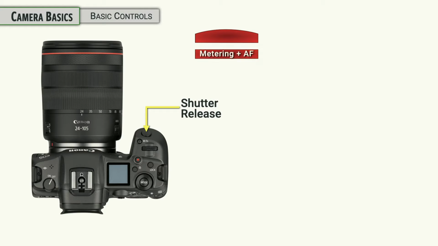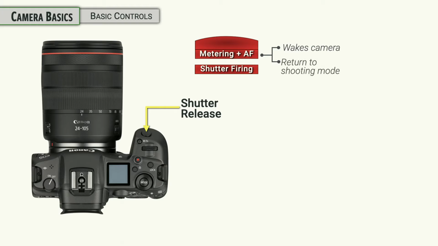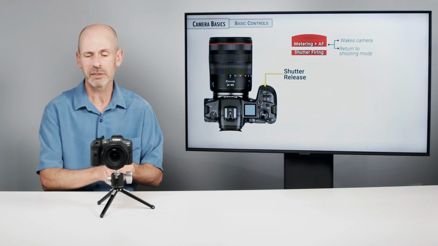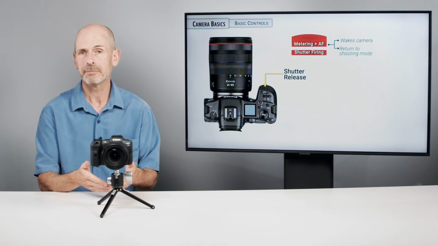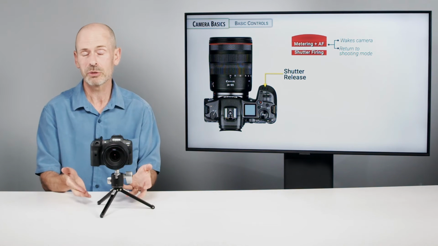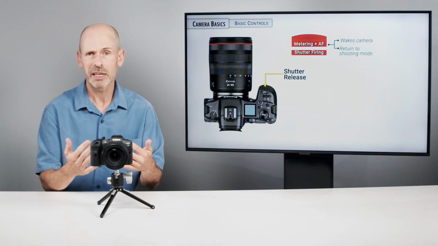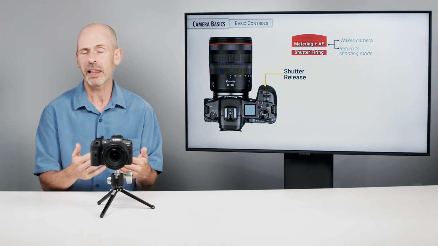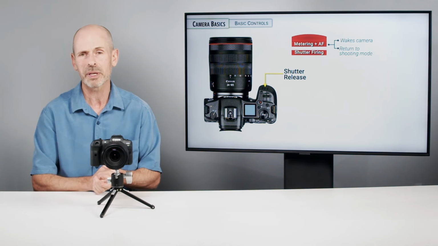Now that shutter release we talked about has a lot of things going on when you press halfway down. It starts the metering system, it starts the autofocus system. If the camera was asleep, and cameras do tend to go to sleep because they're trying to conserve battery power, and you're not going to shoot pictures without a battery, so the camera tries to be as conservative as it can by shutting down, a half press will just wake the camera up and get it ready.